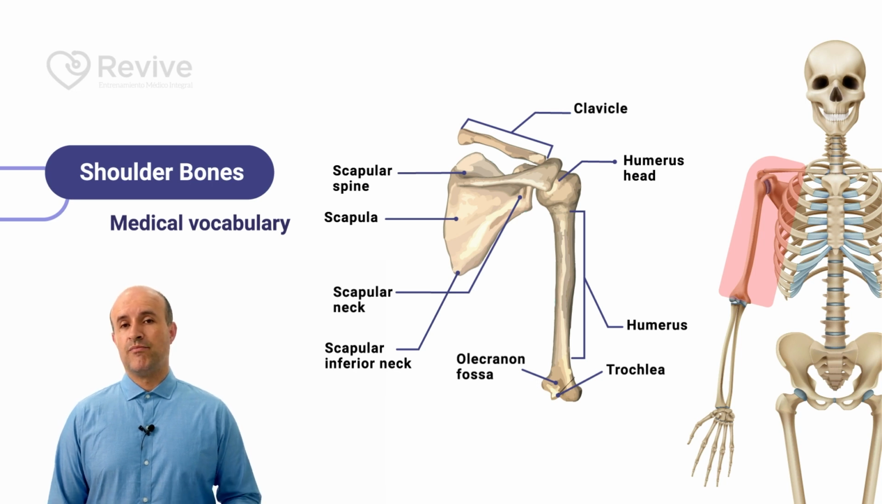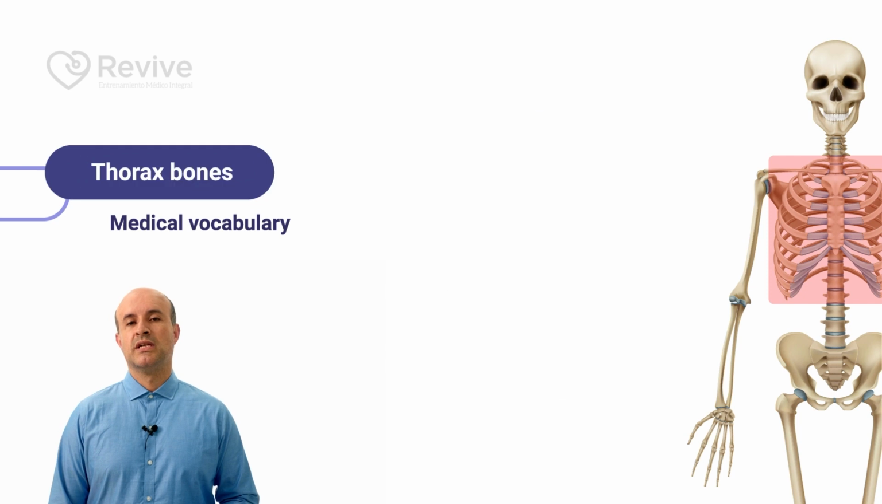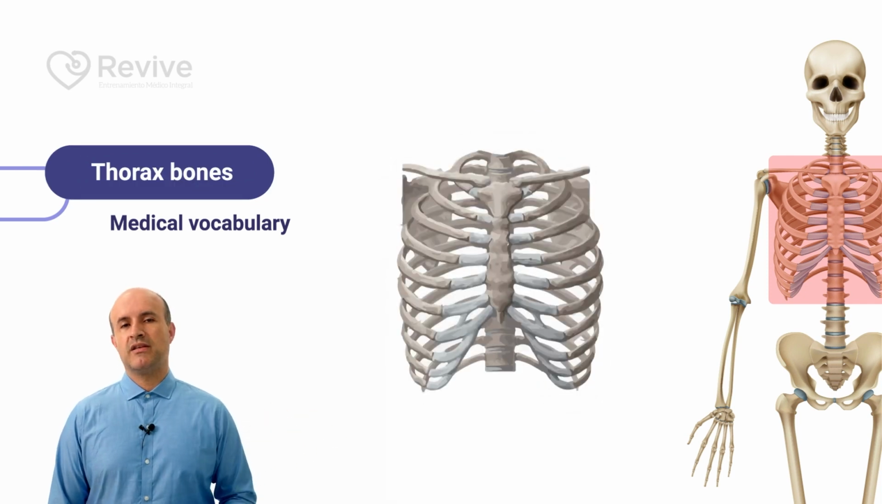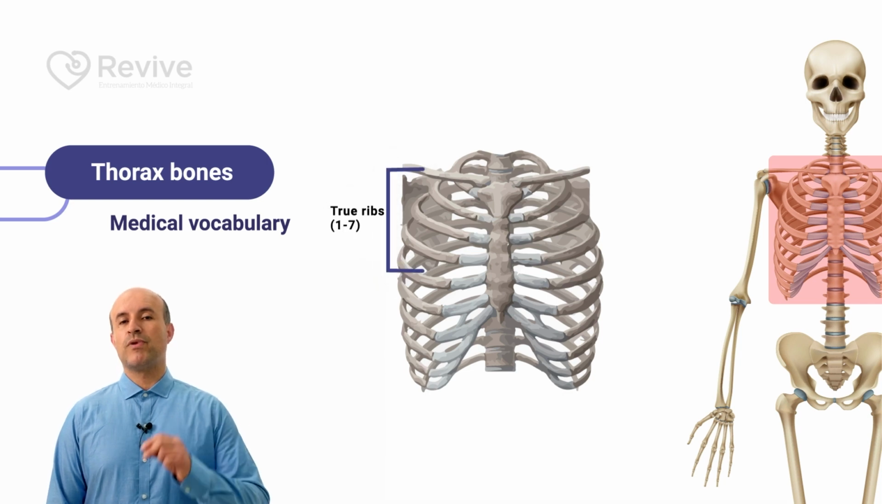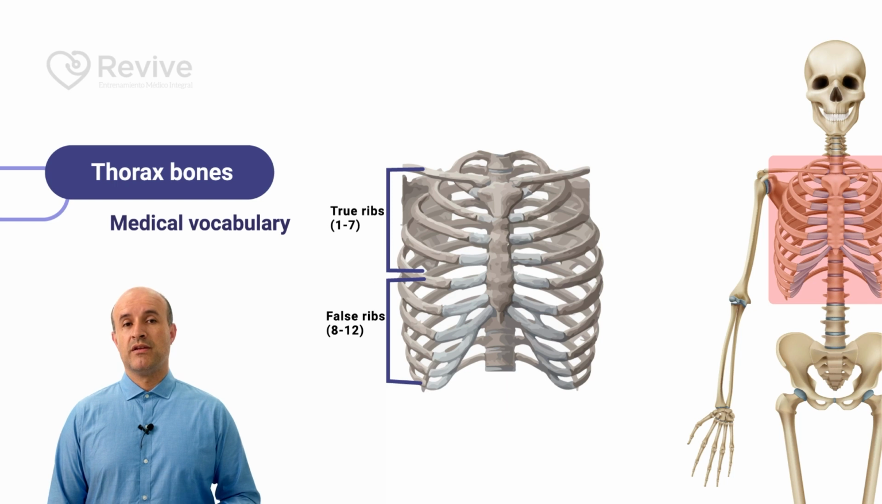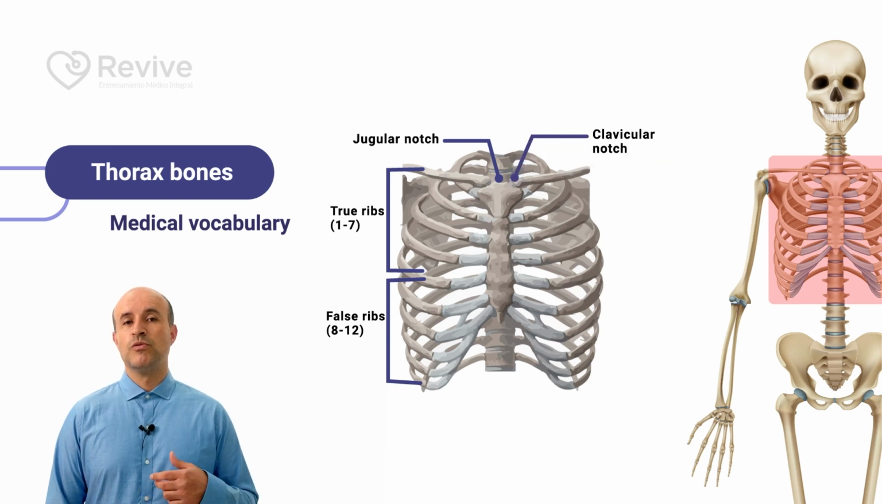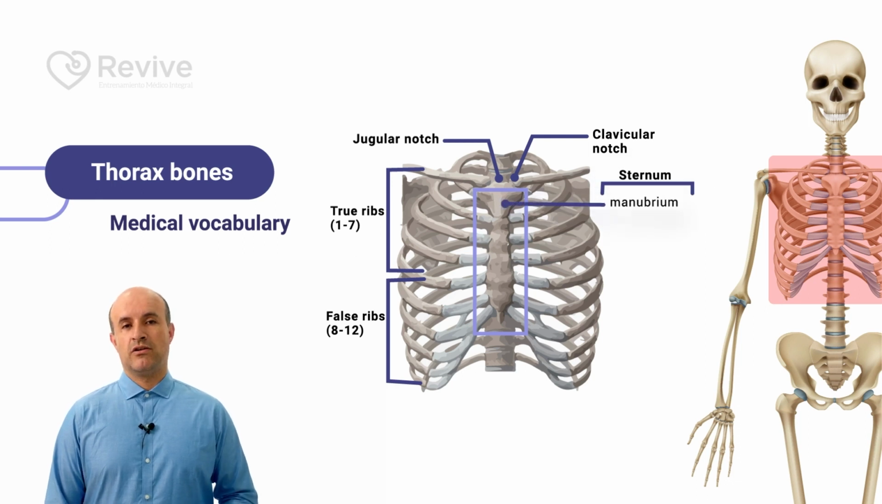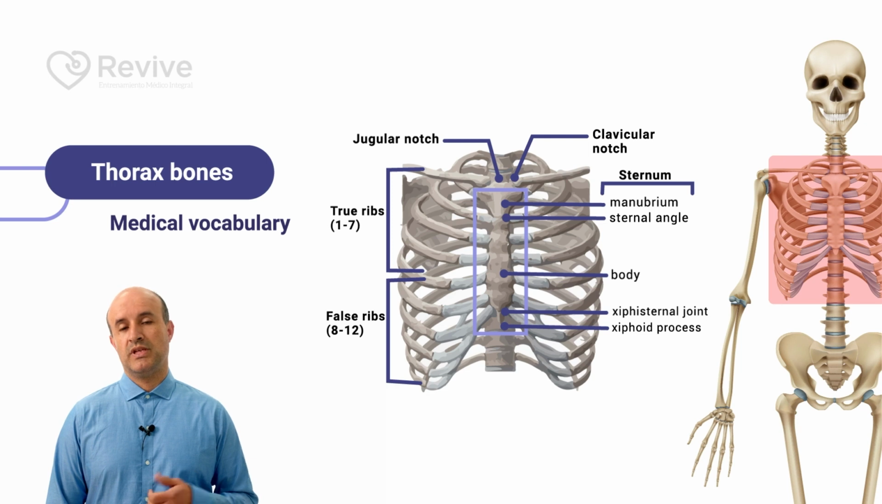Our next set of bones are the bones of the thorax. Looking at our image, let's pay attention from left to right to two sets of ribs, the true ribs and the false ribs. Then from right to left, we will have the jugular notch and the clavicular notch, and the group that forms the sternum, the manubrium, the sternal angle, the body, the xiphisternal joint, and the xiphoid process. This is all for the thorax bones.